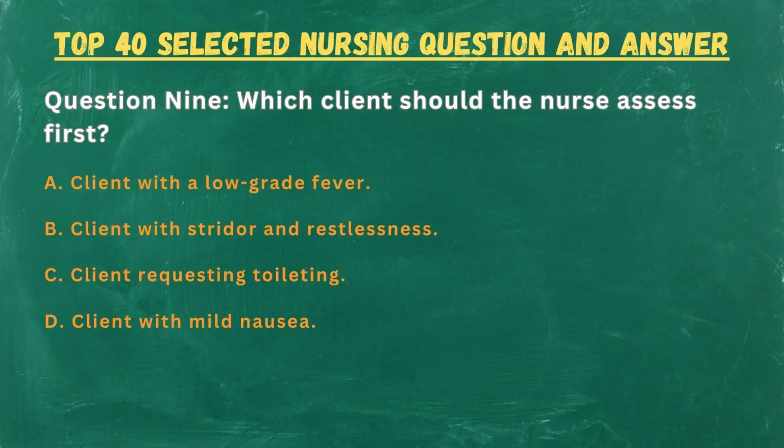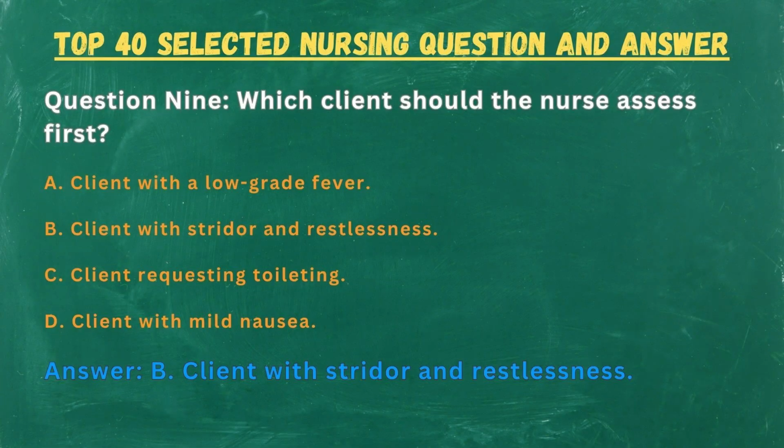Question 9. Which client should the nurse assess first? A. Client with a low-grade fever. B. Client with stridor and restlessness. C. Client requesting toileting. D. Client with mild nausea. Answer. B. Client with stridor and restlessness.